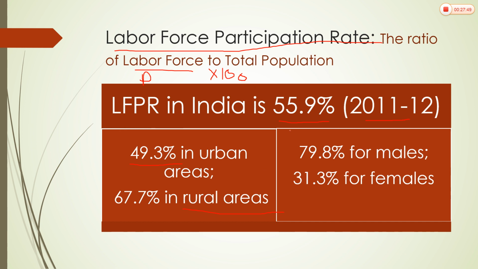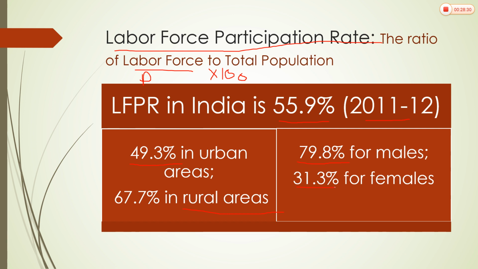And if we segregate it for males and females, we get this: 79.8% males were working or looking for work, and 31.3% females were working or looking for work. That is, not even 1/3 of the females were either working or looking for work, and the remaining, approximately 70% females, are all dependent on the male members, obviously, or maybe the other females who are working. So this is the situation of labor force participation rate in 2011 to 12.